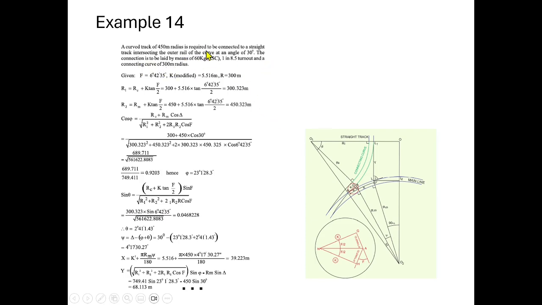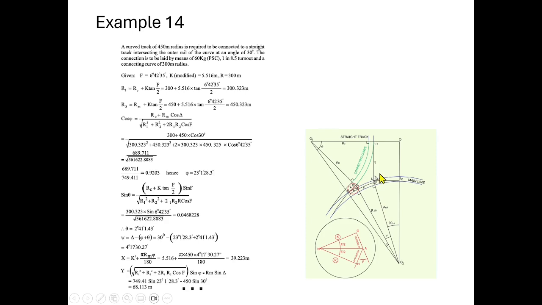Here they have given the radius of the main curve and the radius of the connecting curve, that is 300 meters. This is 450 meters, and then the line is coming here. This is the siding line. This is your main line. The extension of the line is just intersecting the main curve. At the point of intersection, we make the angle tangentially.